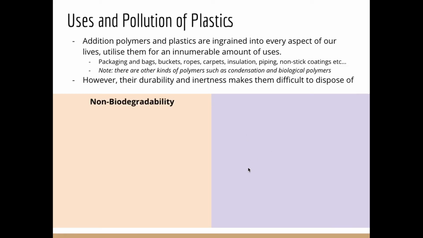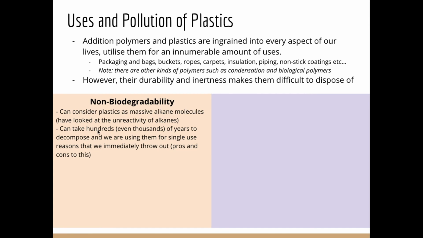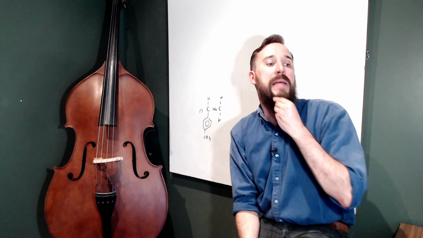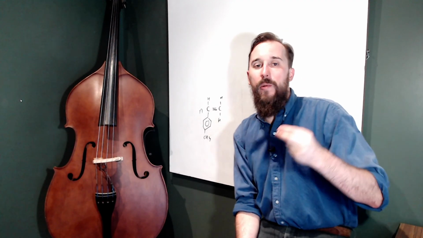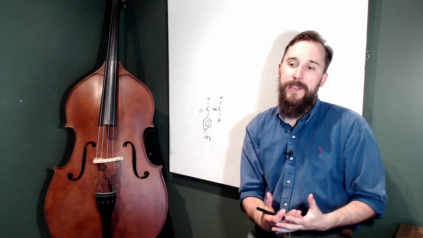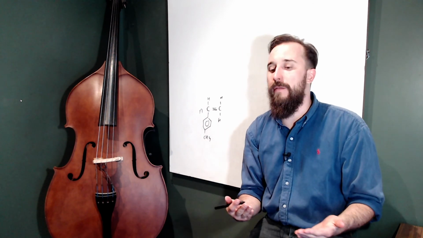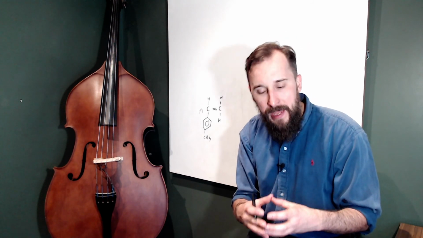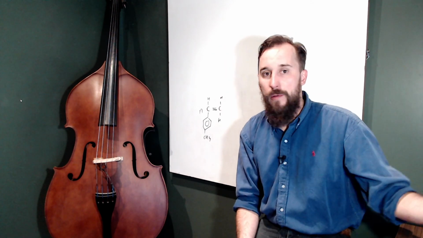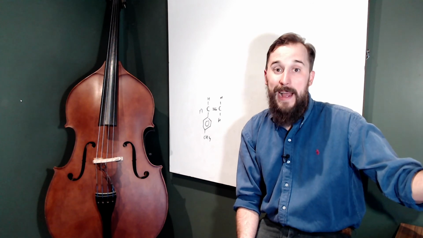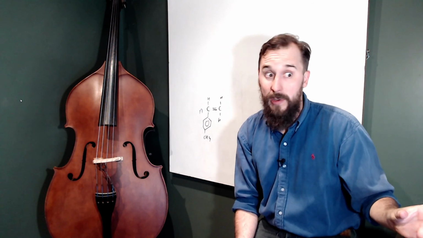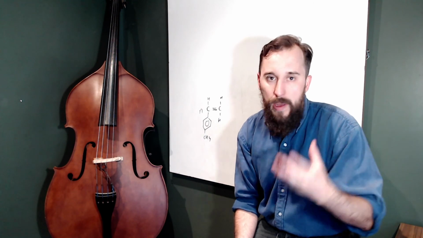Let's consider this non-biodegradability. We can consider plastics as massive alkane molecules, and we've seen previously just how unreactive alkanes are. That means it takes hundreds or even thousands of years to decompose, because that's how things decompose from chemical reactions. And we're using these plastics, these things that stay around for a very, very long time, for uses that we just immediately dispose of. Think about getting food in a packaging, and we take it out of the package, we immediately throw it in a bin, think that it's going to go away, but in actuality that's not going to go anywhere for a very long time. It's going to sit in a landfill or make its way into an ocean.